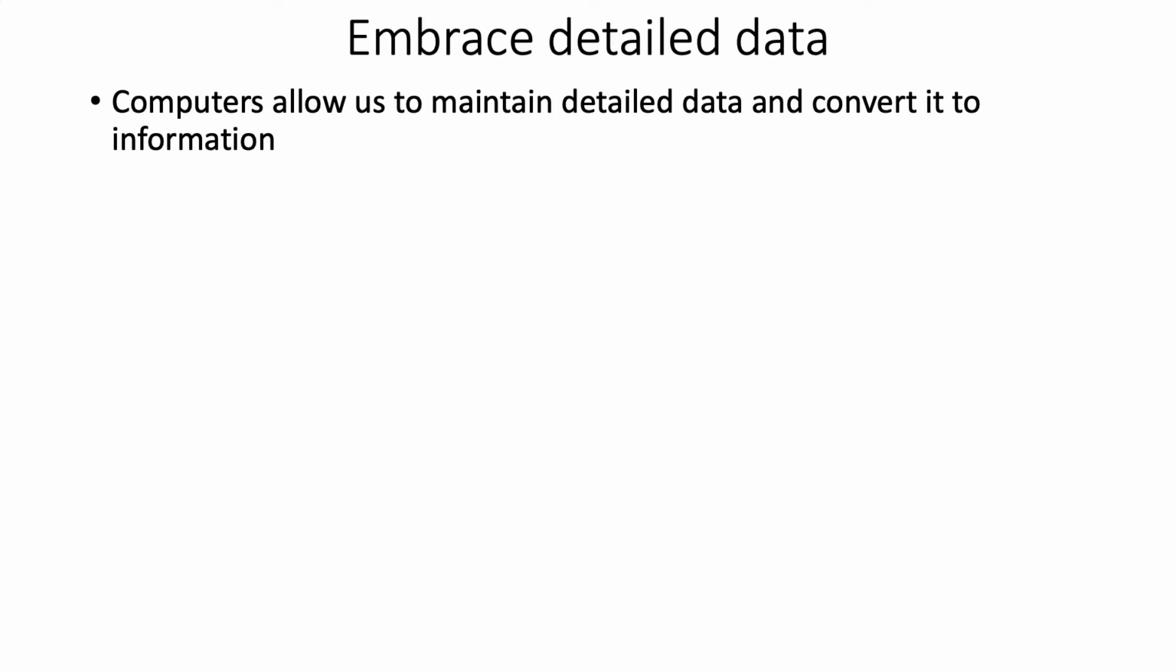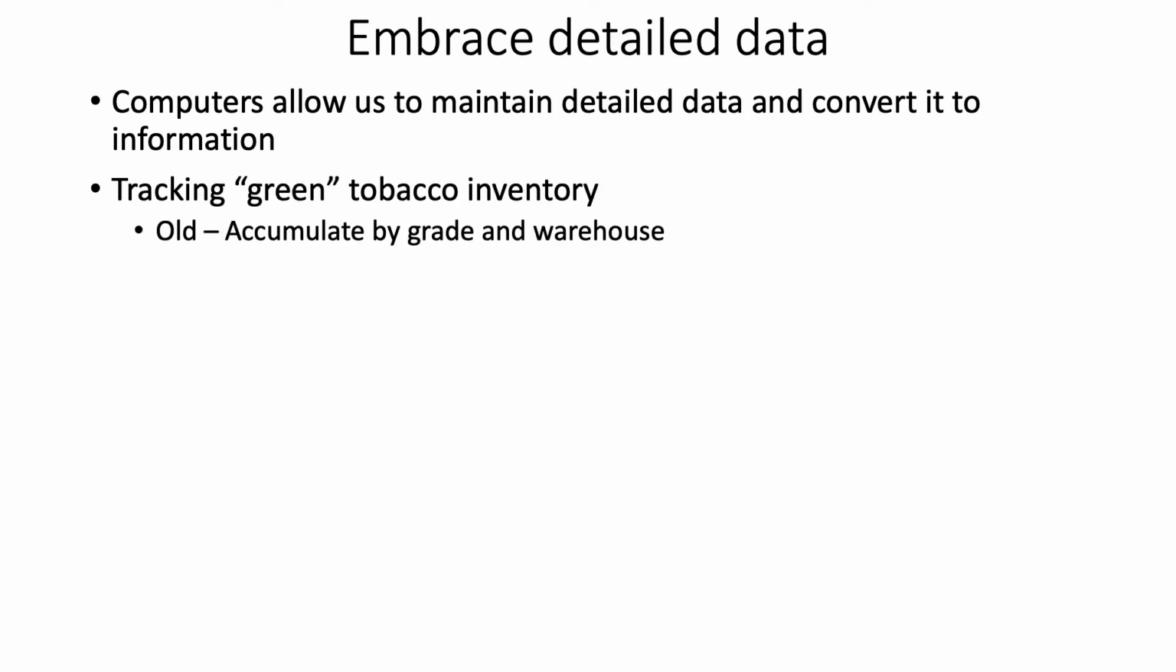Embrace detailed data. With computers, we can maintain a lot of detailed data and convert it into information. We talked about Ford Motor Company, where they measured invoices by the foot. That was because of how much effort it took to add the invoices up. Today, if they're in the computer, it's milliseconds. So you want to think at the lowest level of data you can, because that will give you the ability to analyze it in new ways.